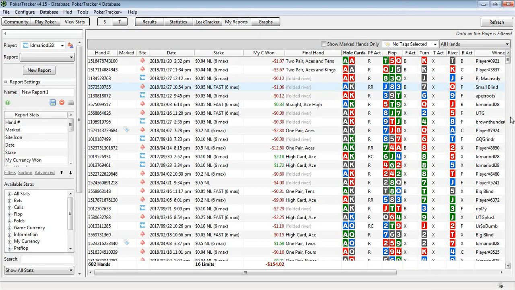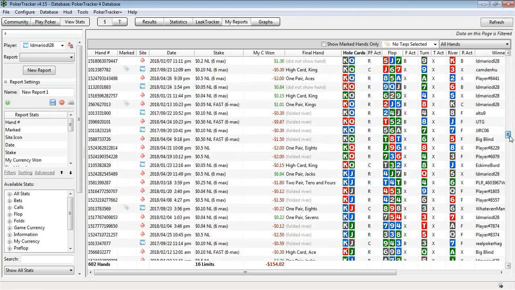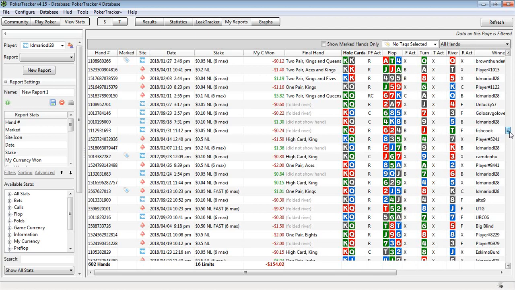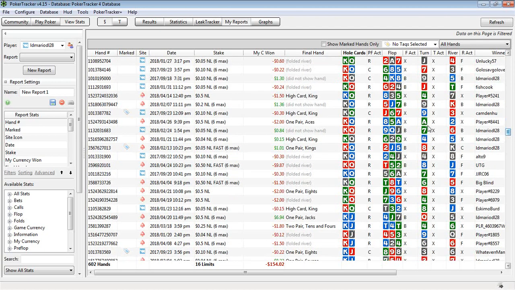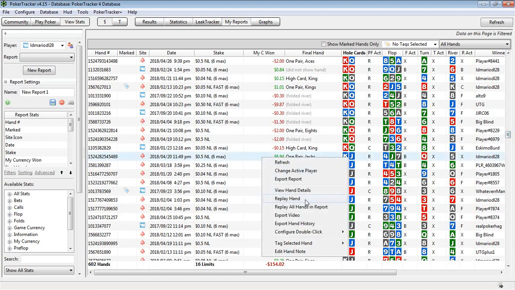Let's leave the realm of aces. Let's look at a hand that has some kind of action to it. All right, let's take a look at this one.